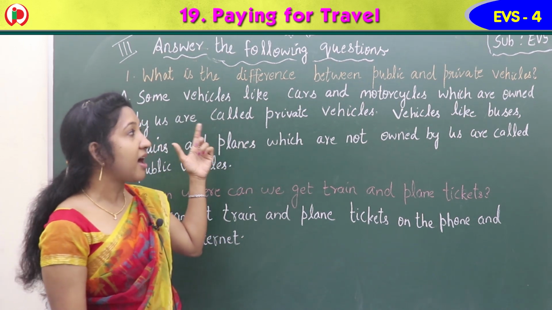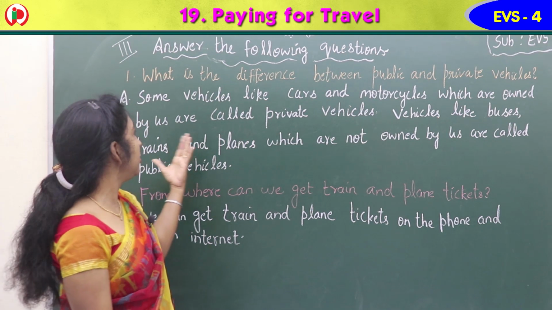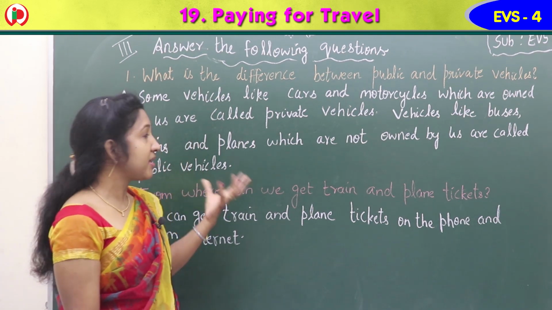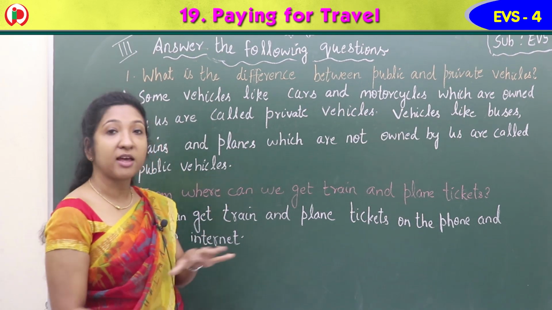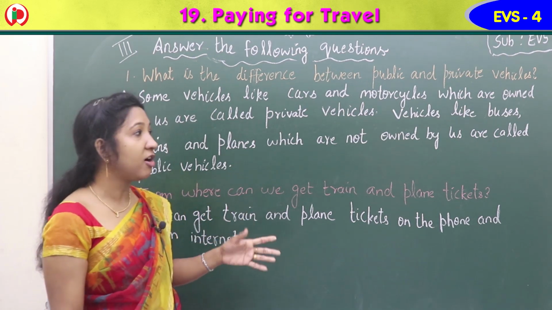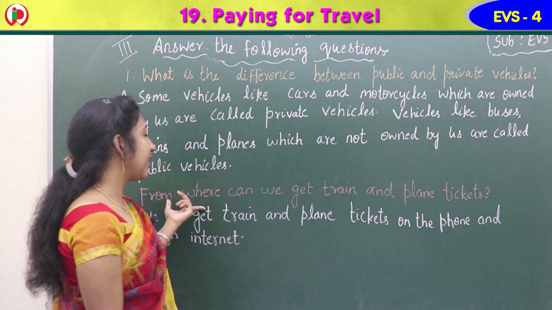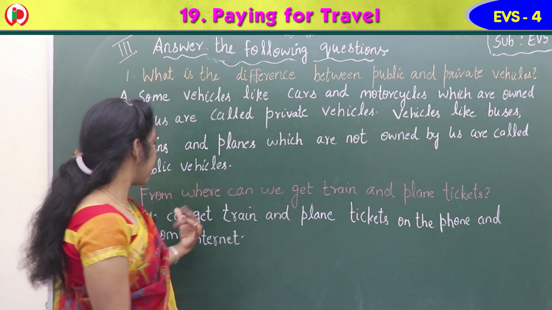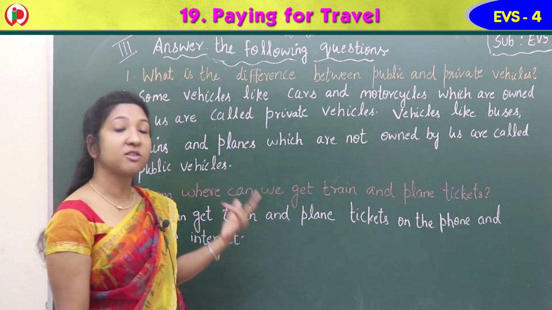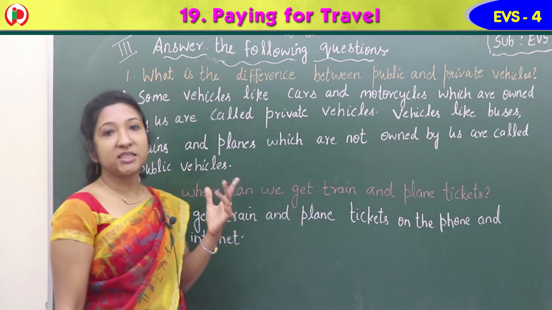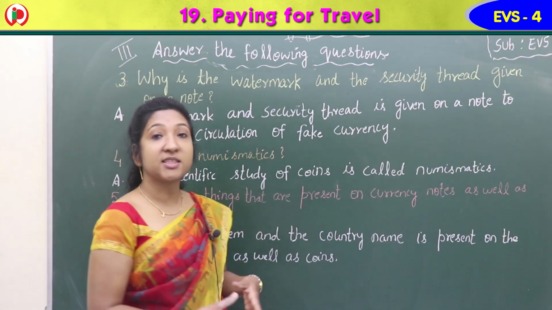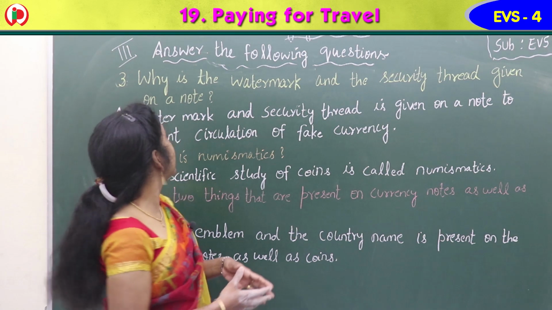Some vehicles like cars and motorcycles which are owned by us are called private vehicles. Full stop. Vehicles like buses, trains and planes which are not owned by us are called public vehicles. Second, from where can we get train and plane tickets? We can get train and plane tickets on the phone and from the internet. Yes, so our next question, children, third question in exercise 3.